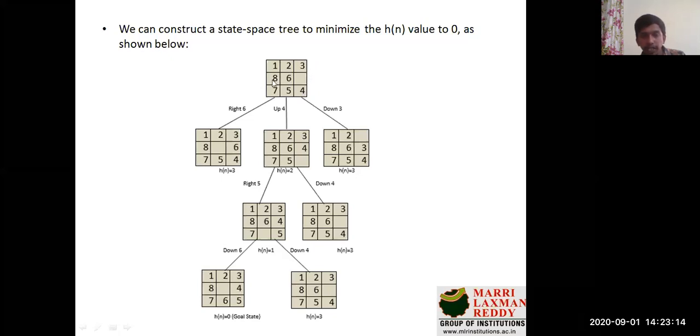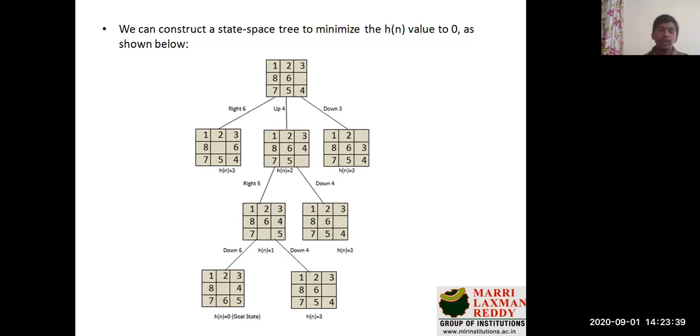You can observe very clearly 1, 2, 3 need not be disturbed, and 8 and 7 need not be disturbed. So we need to only arrange 6, 5 and 4 such that we will be reaching the goal state. And for that I can apply any of the four possibilities: you can move right, you can move down, you can move left, you can move up. As per our requirement, we will apply the moves.